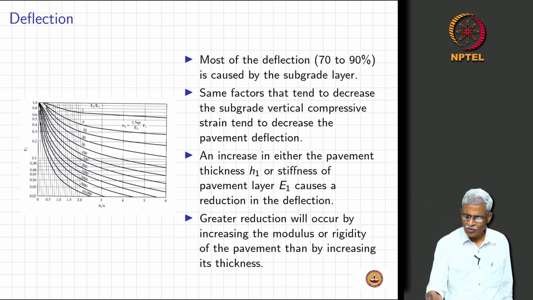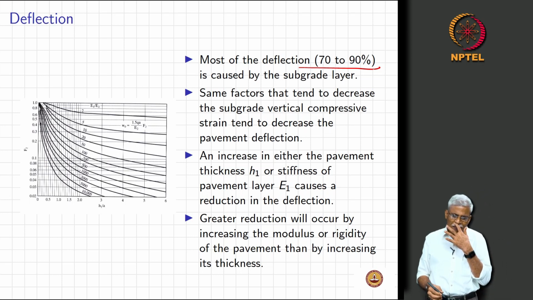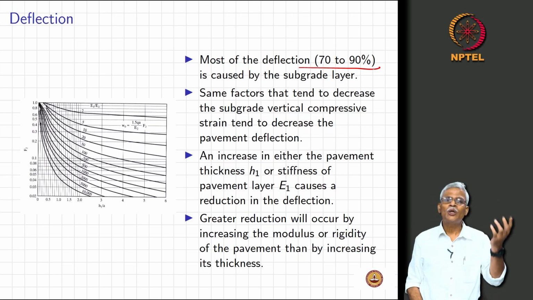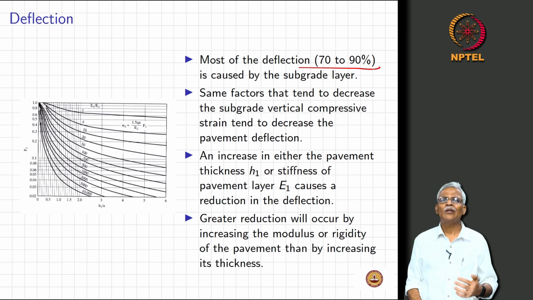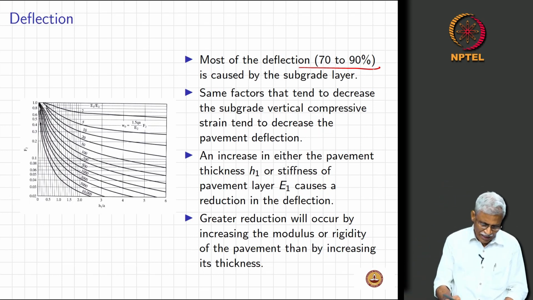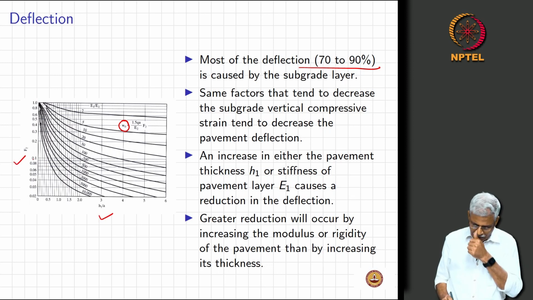So, most of the deflection, up to 70 to 90%, is caused by the subgrade layer. Now, the factors that tend to decrease the subgrade vertical compressive strain also tend to decrease the pavement deflection. Now, again take a look at this. So, this is the deflection at the surface. So, this is H1 by A, this is F2 and E1 by E2.